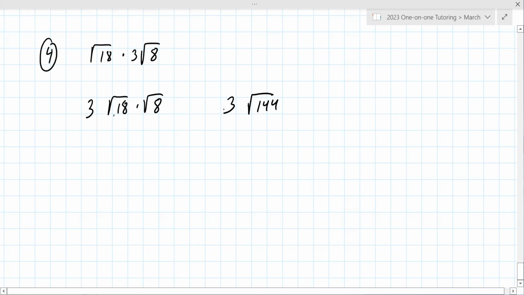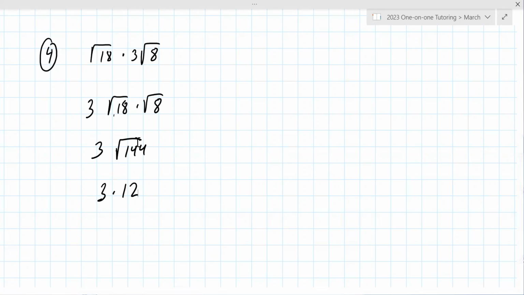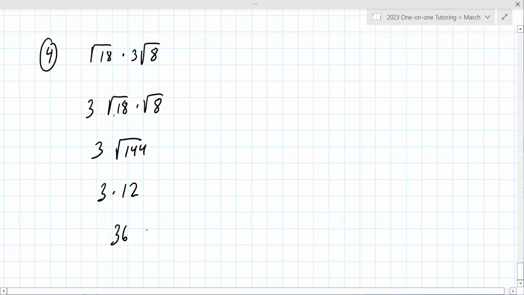Now this one should jump out at you. This one's a little different than the others. The square root of 144 is nice, it's known. There's a number that when you multiply by itself, you get 144. That is 12. 12 times 12 is 144. So this one works out perfectly. You don't have to worry about reducing this. Okay, so 3 times 12 is 36. That's your final answer.